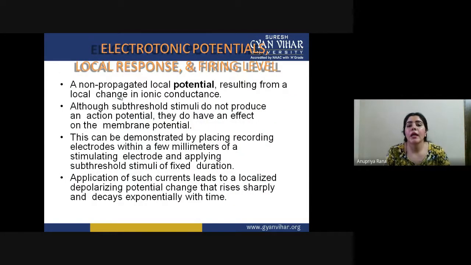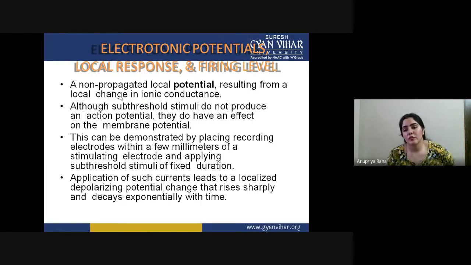Now here, electrotonic potential, local response, and firing level are also terms involved in transferring information. A non-propagated local potential results from a local change in ionic conduction.